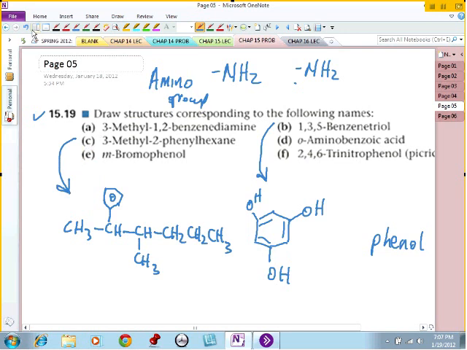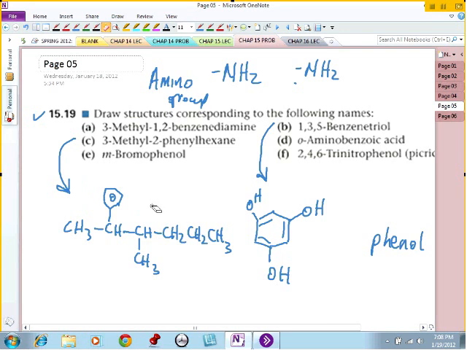Okay, anybody want to try D? David? Three. Oh, no, he said three methyl. Two phenyl, this is the phenyl group. Oh, no, you cannot, because the base name is hexane. You are naming this as derivatives of hexane. So what we are saying here is the methyl group is on the three carbon of hexane, and the phenyl group is on the two carbon of hexane.